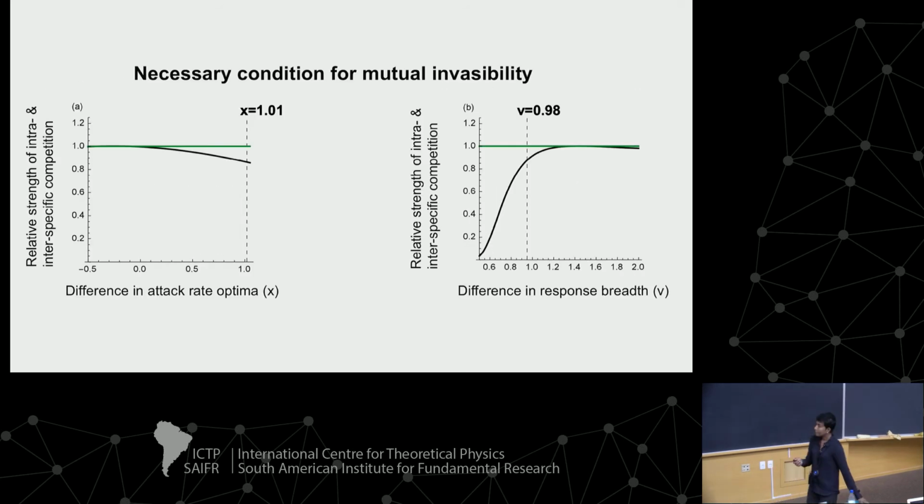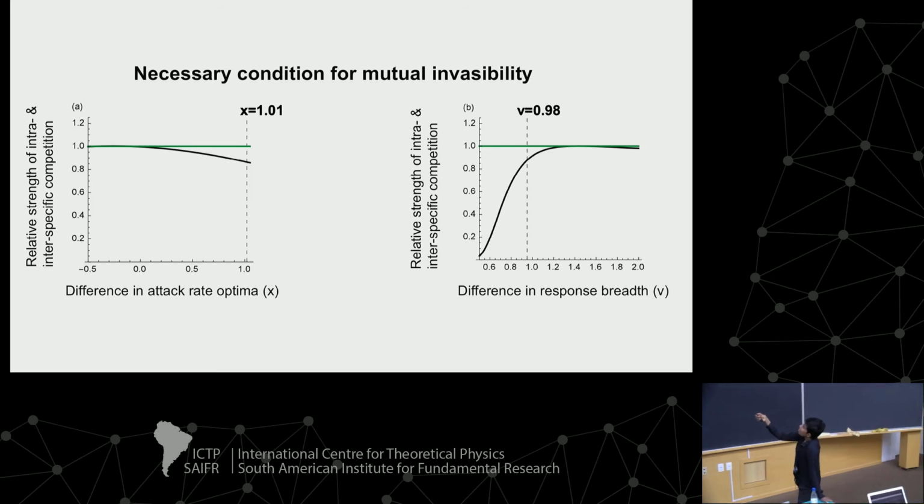What do you see? For the optima, the value is 1.01, and it does satisfy the necessary condition on the basis of optima. And then we looked at the harder one, which was the response breadth, because the P's were so different that it was guaranteed to be satisfied. But look at the response breadth.